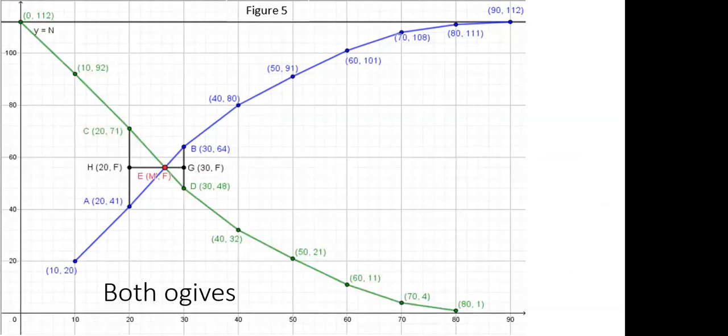Now take a look, and this is the picture where both the ogives are there, okay? Now, you can see that the less than ogive, the blue one, is increasing, and the green one, the more than ogive, is decreasing. That part is very, very clear, okay? Is there anything else that you notice? Anything else that strikes your eyes?